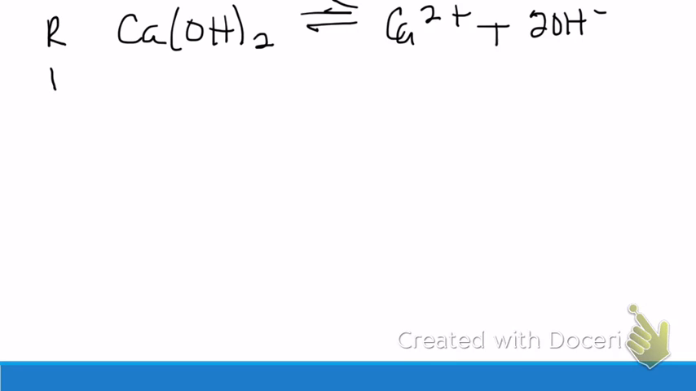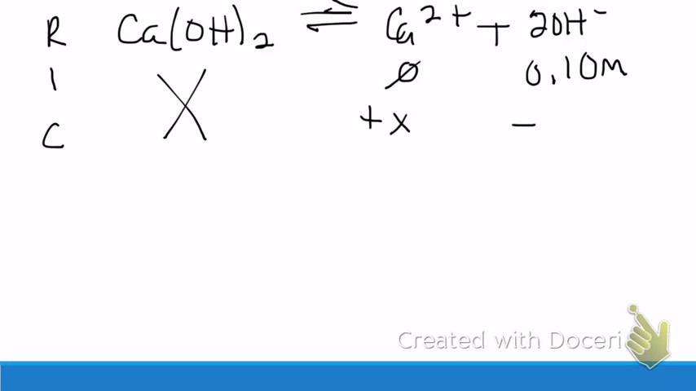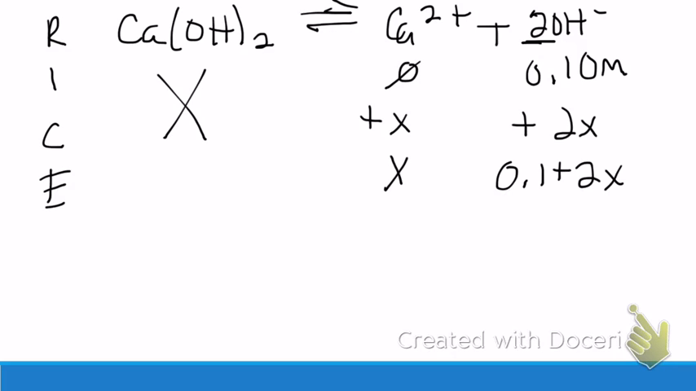We know for our initial concentration we're going to ignore calcium hydroxide and that we have no calcium to start with, but that we do have 0.1 molar hydroxide. For our change in equilibrium, it will be plus x for calcium and plus 2x for hydroxide. Don't forget about the coefficients there. And then finally, that gives us our equilibrium concentrations you get by adding the initial and the change. So x for calcium and 0.1 plus 2x for hydroxide.